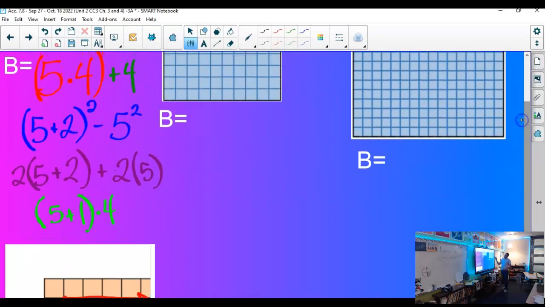Because you're adding 4, but if you distribute it, then you have plus 4 and times 4. So wait, if I distribute this, this is really 5 times 4 and 1 times 4. Oh wait, you mean all of these are actually the same? Yeah. That's so cool. I never knew that. Oh, that's interesting.